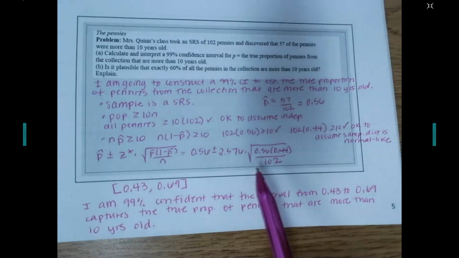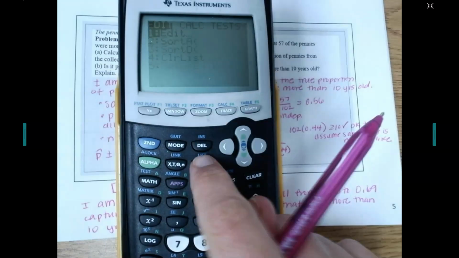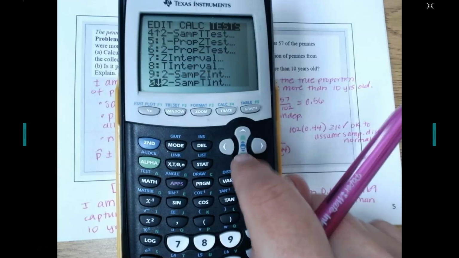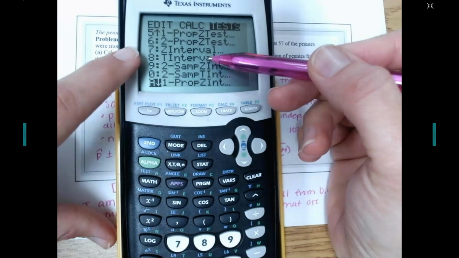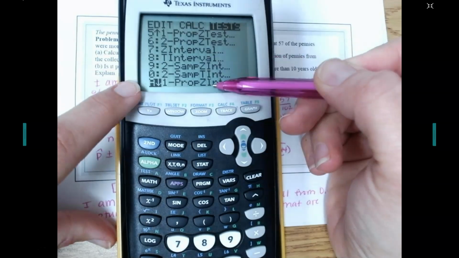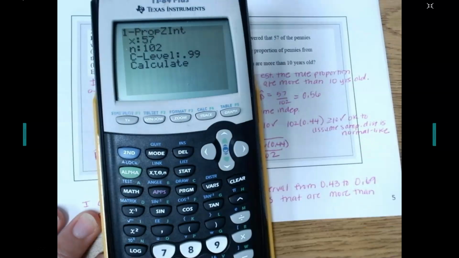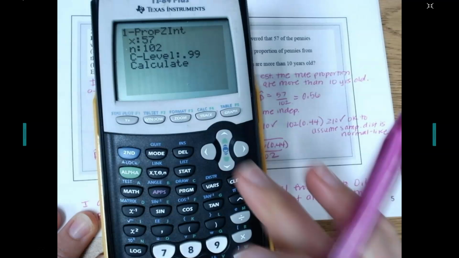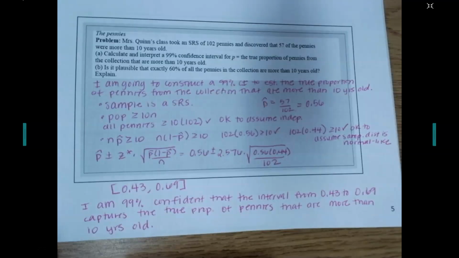Show the plug-in. And then you can either crunch this out or you can go to your calculator. Go to Stat, Tests. This is a 1-proportion z interval, and make sure you go down to the intervals. Remember, if it's means, you use the t interval. If it's proportions, you're using the 1-proportion z interval. You're going to type in your x and your n for your p hat, so 57 and 102, and the confidence level. Calculate, and then there's your interval.